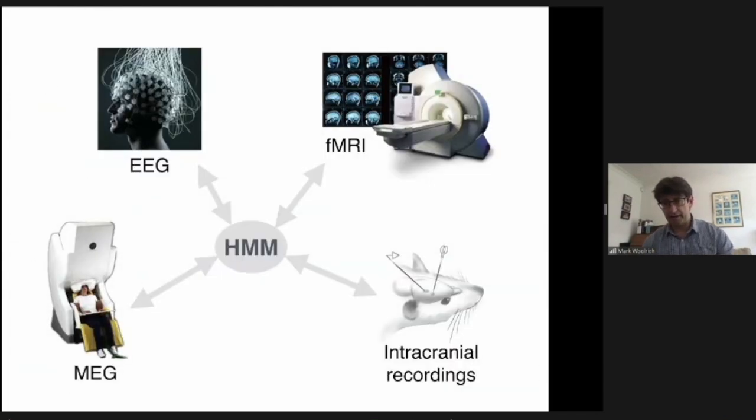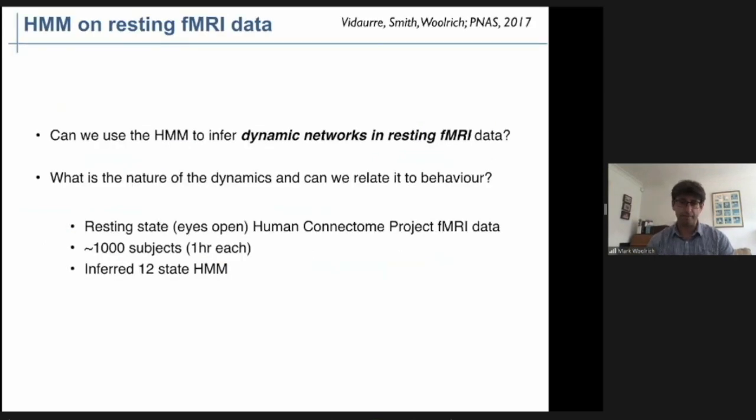So this is a very flexible approach, essentially an unsupervised learning approach that can go into different data sets and identify these switching states. And so it can be readily applied to different modalities in a similar way to ICA. I'm not going to talk about applications in intracranial data today. I'm just going to talk about non-invasive human data, and I'm going to start with an application to fMRI.